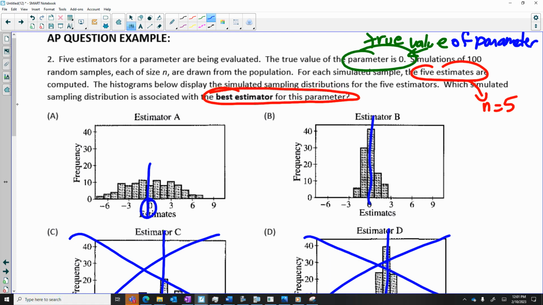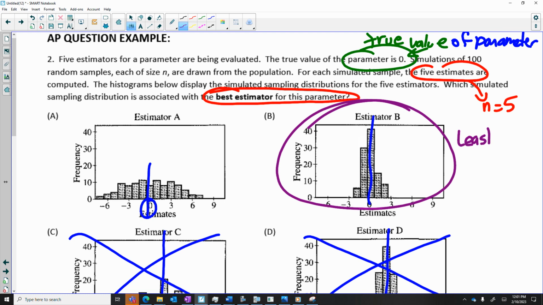So which one is centered at 0? Both A and B. But the other thing that I want is low variability. So I want it to be the least spread out. Which one is less spread out, A or B? I'm hoping that you said B, and you're right. This one is the least spread out, which means the lowest standard deviation, and it is centered at the true parameter value, which is 0.